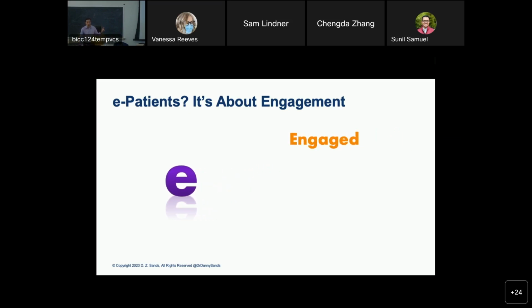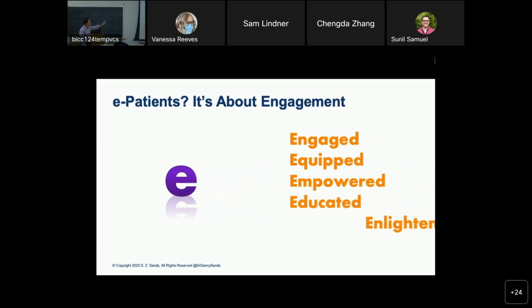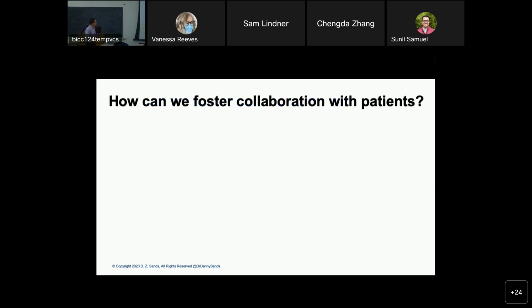And the term e-patients came from a colleague and friend, deceased now, Tom Ferguson, who brought a bunch of people together who were trying to make healthcare different, building on these technologies. And this is the group that ultimately created the Society for Participatory Medicine. And he defined e-patients, and he said e-patients are engaged, equipped, empowered, educated, and enlightened. Okay, so that's what e-patients are about. It's not electronic. Electronic is just one of the layers of the network, let's say. So that's what it's about.